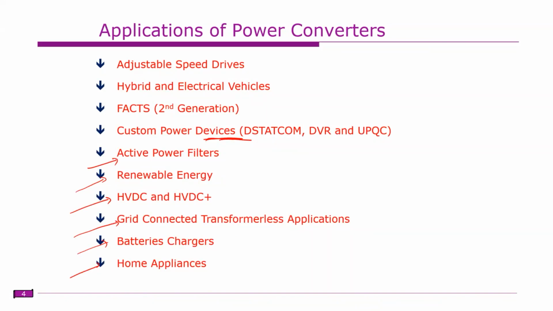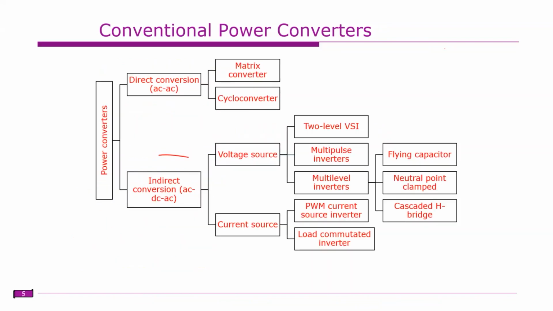So in all these things, the power converter is necessary. So these power converters can be broadly classified into different types. So one is the direct conversion, which is AC to AC conversion. So we have two options. One is the matrix converter, and the other one is the cycloconverter. This cycloconverter uses thyristors, whereas the matrix converter uses self-commutated devices. So generally, this is the direct conversion.